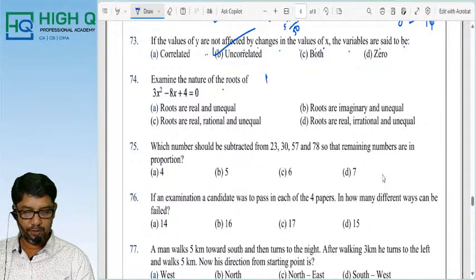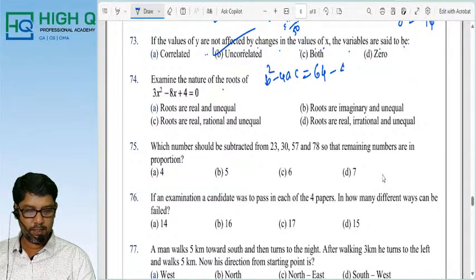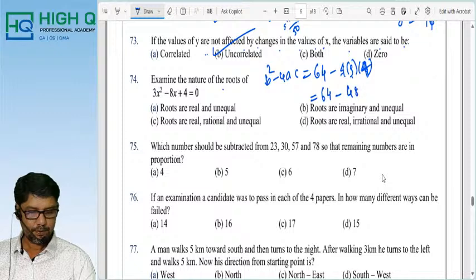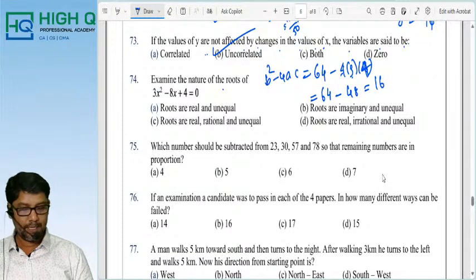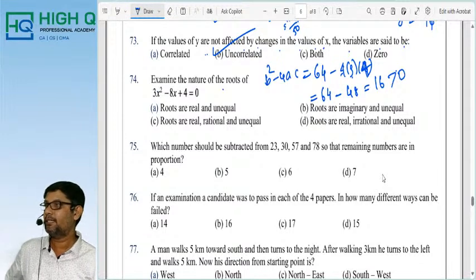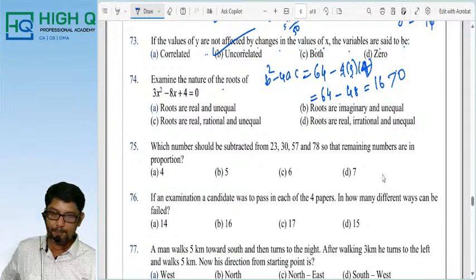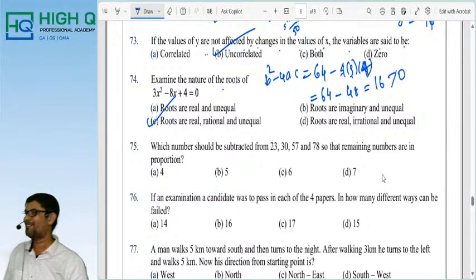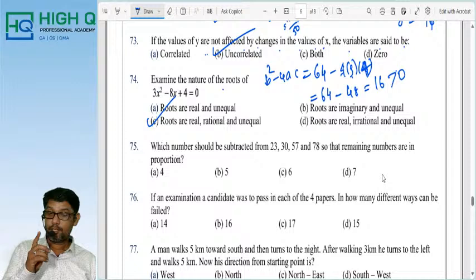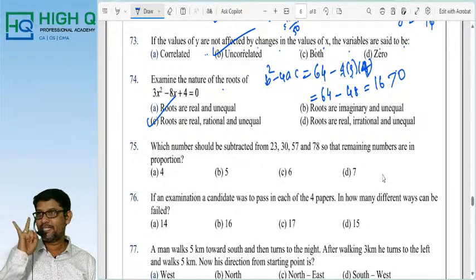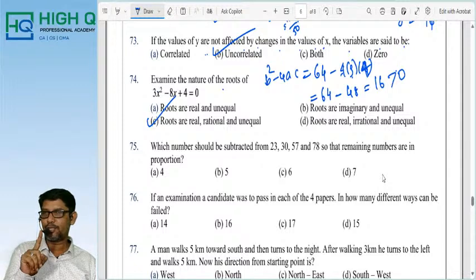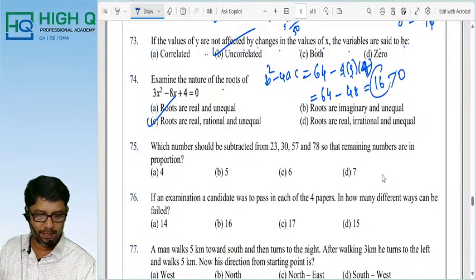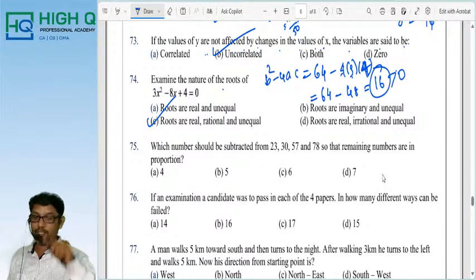Next, examine the nature of the roots. I want you to give me the answer. For that, b square minus 4ac you have to find out. What is b square? 64 minus 4ac. 64 minus, oh, c is 4, na? Is it 16? So what will be the right answer? Is it greater than 0? So roots are real and unequal, but also rational since it's a perfect square. See, option A is also correct, option C is also correct, but which is the most appropriate answer? 16 is a perfect square, therefore rational is the perfect answer.